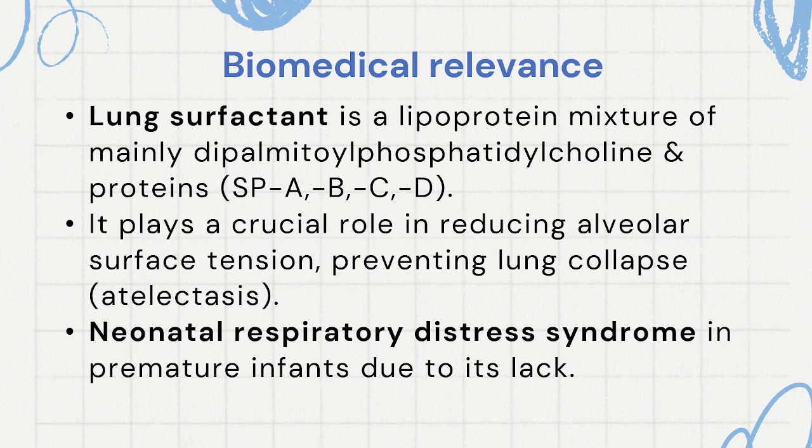The biomedical relevance of acylglycerols and sphingolipids. One important aspect is the lung surfactant. Lung surfactant is a mixture of mainly dipalmitoyl phosphatidylcholine with proteins, particularly surfactant proteins A, B, C, and D. Lung surfactant plays a crucial role in reducing alveolar surface tension, preventing lung collapse.